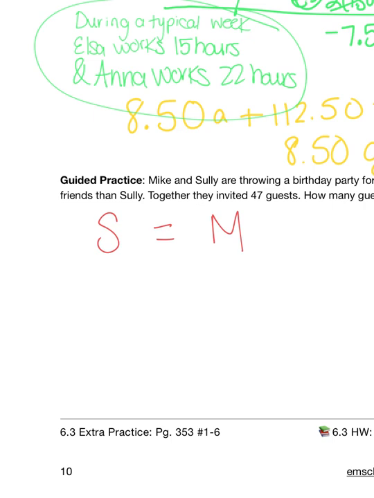Typically, and I've done this problem and accidentally did it like this with the 5 on that side because Mike invited 5 fewer than Sully. But if we want them to balance out with each other, you want the 5 here because Sully invited more people. So think about this. Sully invited more people. We take away 5 from Sully, and that's going to give us how many Mike actually invited. So this is the proper way to write it. And then the second equation says together they invited 47 guests. So that one's a little bit simpler.